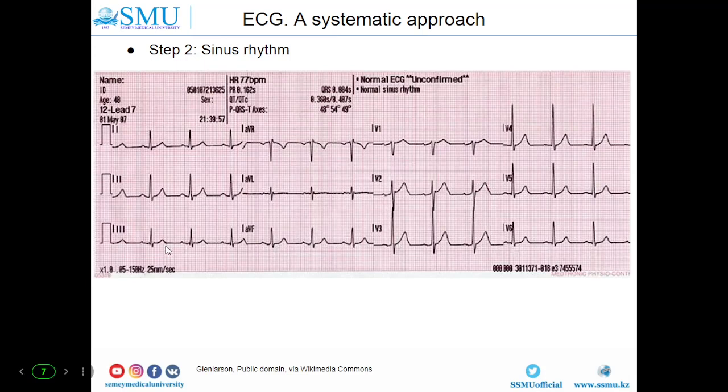Okay, we have a similar number of P waves and QRS complexes, and every P wave is followed by the QRS complex. This is a P, this is QRS, P QRS T, P QRS T, P QRS T, and so on. And the rhythm is regular, the variation between the RR intervals is not so huge.